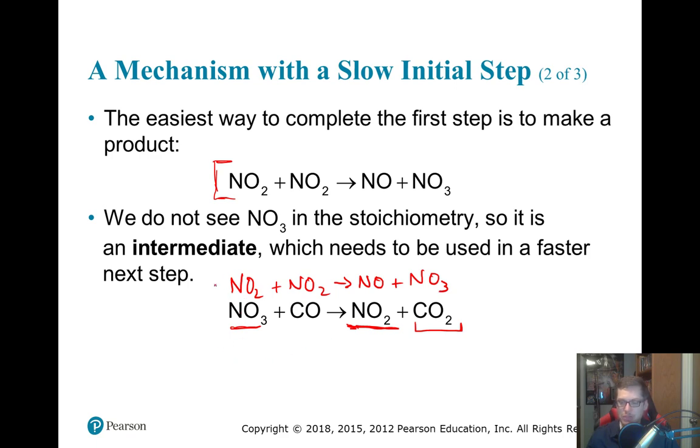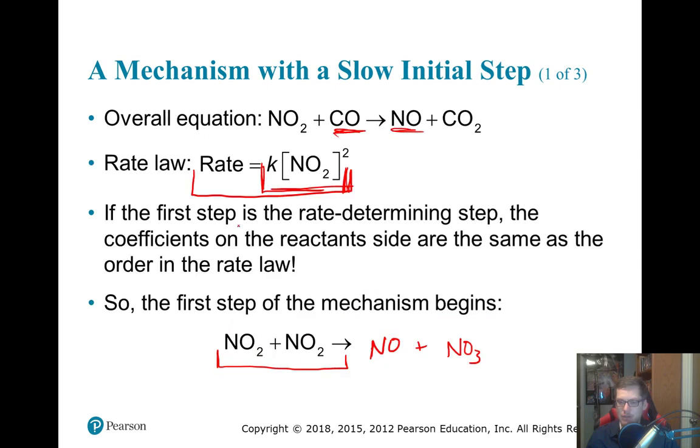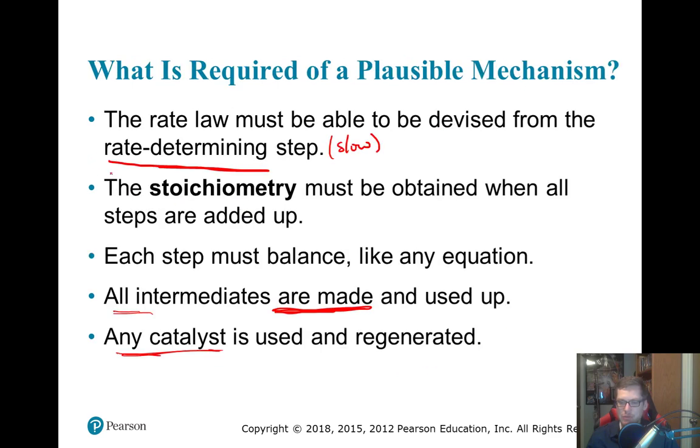Now we have to make sure that this makes our total balanced equation. Essentially, we're going to add these together just like you would in algebra and cancel out things that appear on both sides of the reaction. Here you've got an NO2 and an NO2 on the product side, so they cancel. You've got an NO2 with nothing to cancel, and you've got an NO3 and an NO3 to cancel. What's left is NO2 plus CO yields NO plus CO2. There's your reaction, and this is exactly the same as what we had. So this fulfills our second requirement for whether or not we have a plausible mechanism: the stoichiometry must be obtained when all steps are added up.